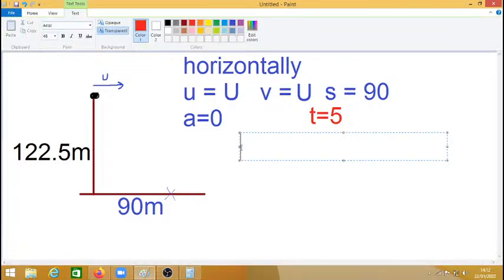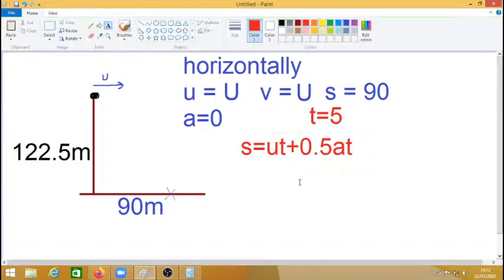So let's go with s equals ut plus half at squared. I'm trying to work out what u is. That's my whole thing. Can I work out what u is? So s is 90, I know that. U is unknown, so I can have one unknown. Time is fine, time is 5. Acceleration is 0, and then the time again I know. So that looks like it's going to work because there's only one unknown.